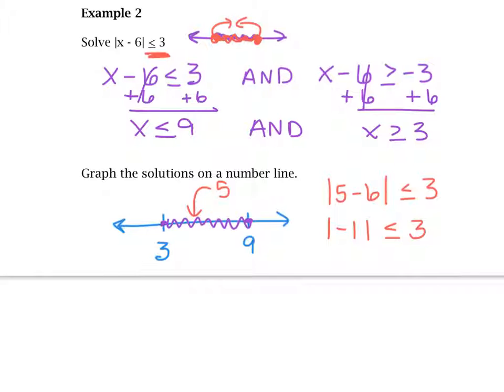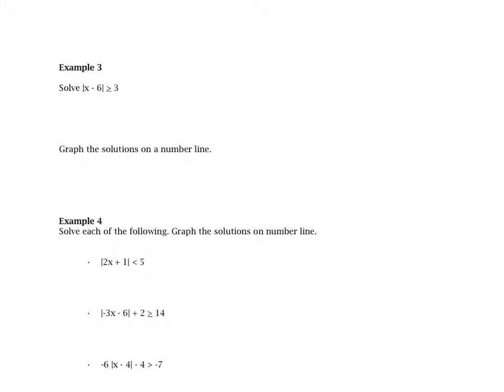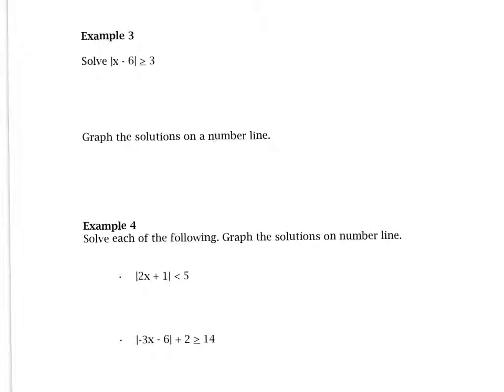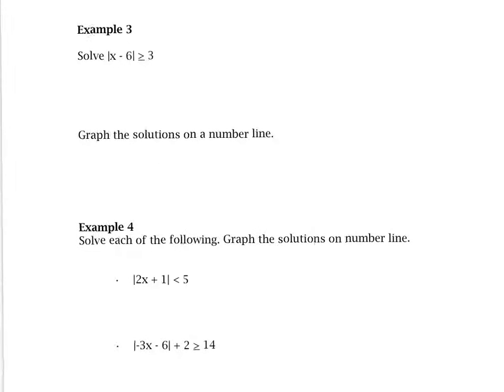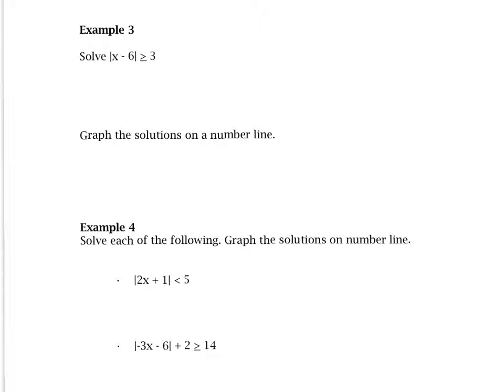Okay, let's do a similar one. Our next example here looks awfully similar, except this time it's a greater than. X minus 6 is greater than or equal to 3. And so because this is a greater than, this is going to be one of the like get away from me ones, where you've got a number here and a number here, and you're shading out to the outer ends of the arrows.